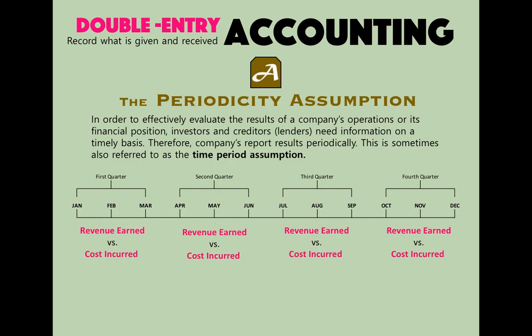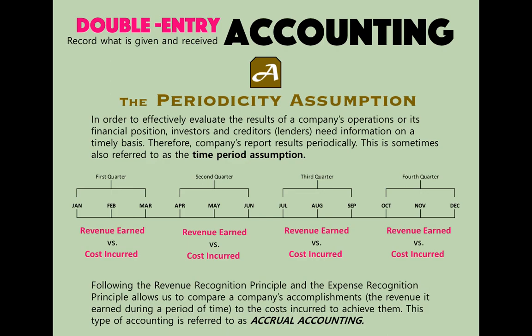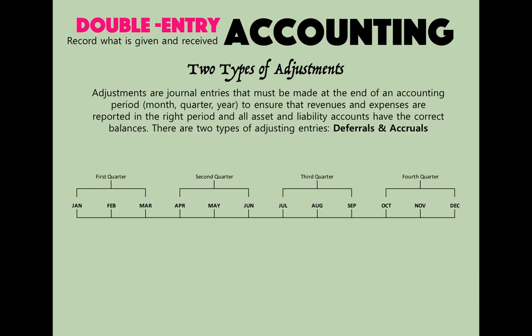Now, the only way we can do that is if we abide strictly by the revenue and expense recognition principles. Following the revenue recognition principle and the expense recognition principle allows us to compare a company's accomplishments, the revenue it earns during a period of time, to the costs incurred to achieve them, or the expenses, right? This type of accounting is referred to as accrual accounting. There are other forms of accounting, but this is going to be our focus in this set of videos.